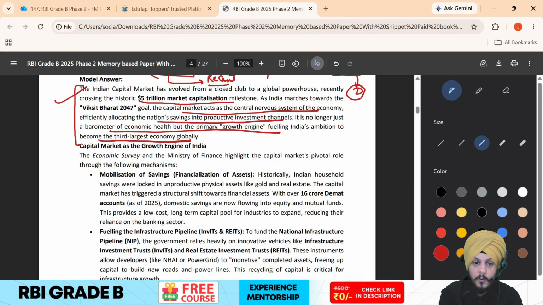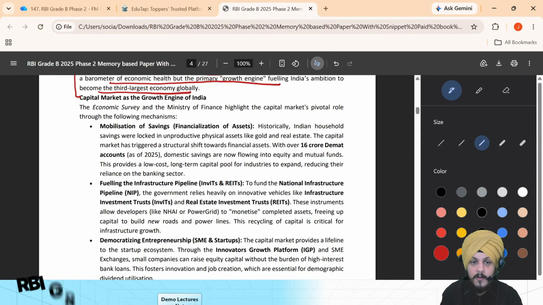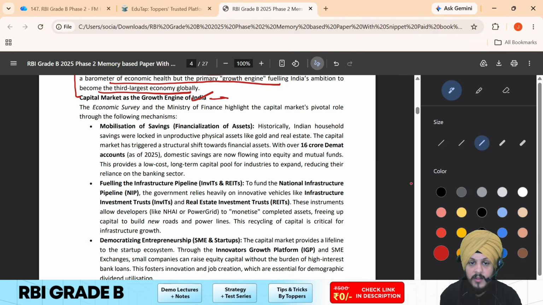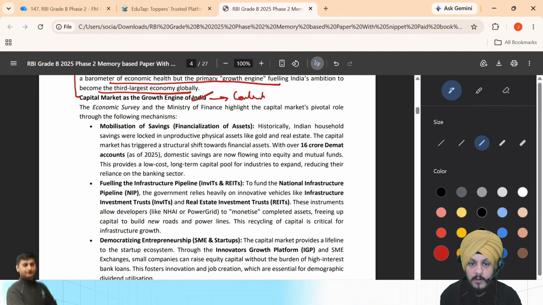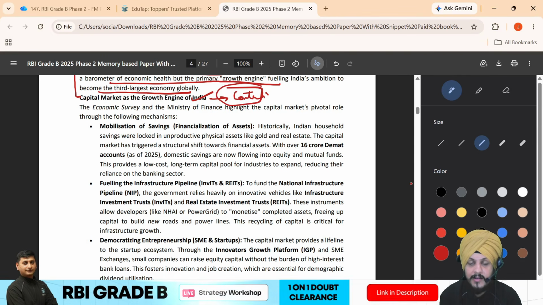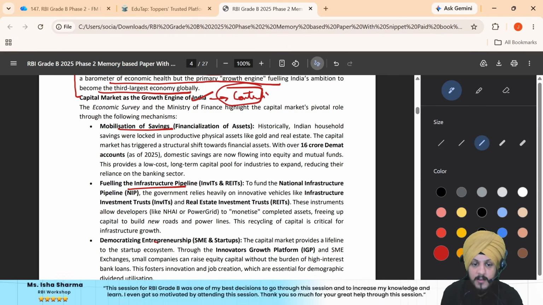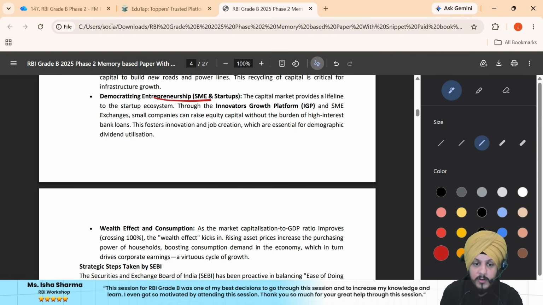Then body part 1, where you're going to prove that the capital market acts as a growth engine of India, and here you have to write the contribution of the capital market to the Indian economy. So you can write it by connecting it with multiple parameters like mobilization of savings, infrastructure pipeline, entrepreneurship for the MSMEs, what it has done, and lastly, wealth effect and consumption, right?